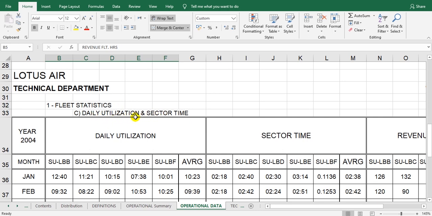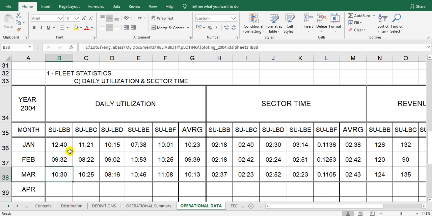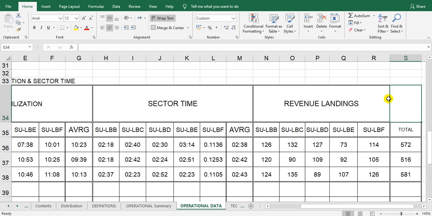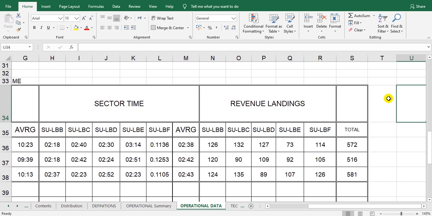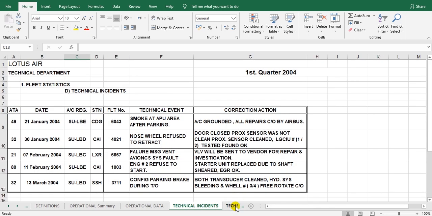Daily utilization means how many hours during the day on average. Here is for January, divided the revenue flight hours over the number of days. Okay. January, March, April, and this is another aircraft, that is okay. The average here. This is the sector time. And this is revenue landing. Okay. I think this is very simple.